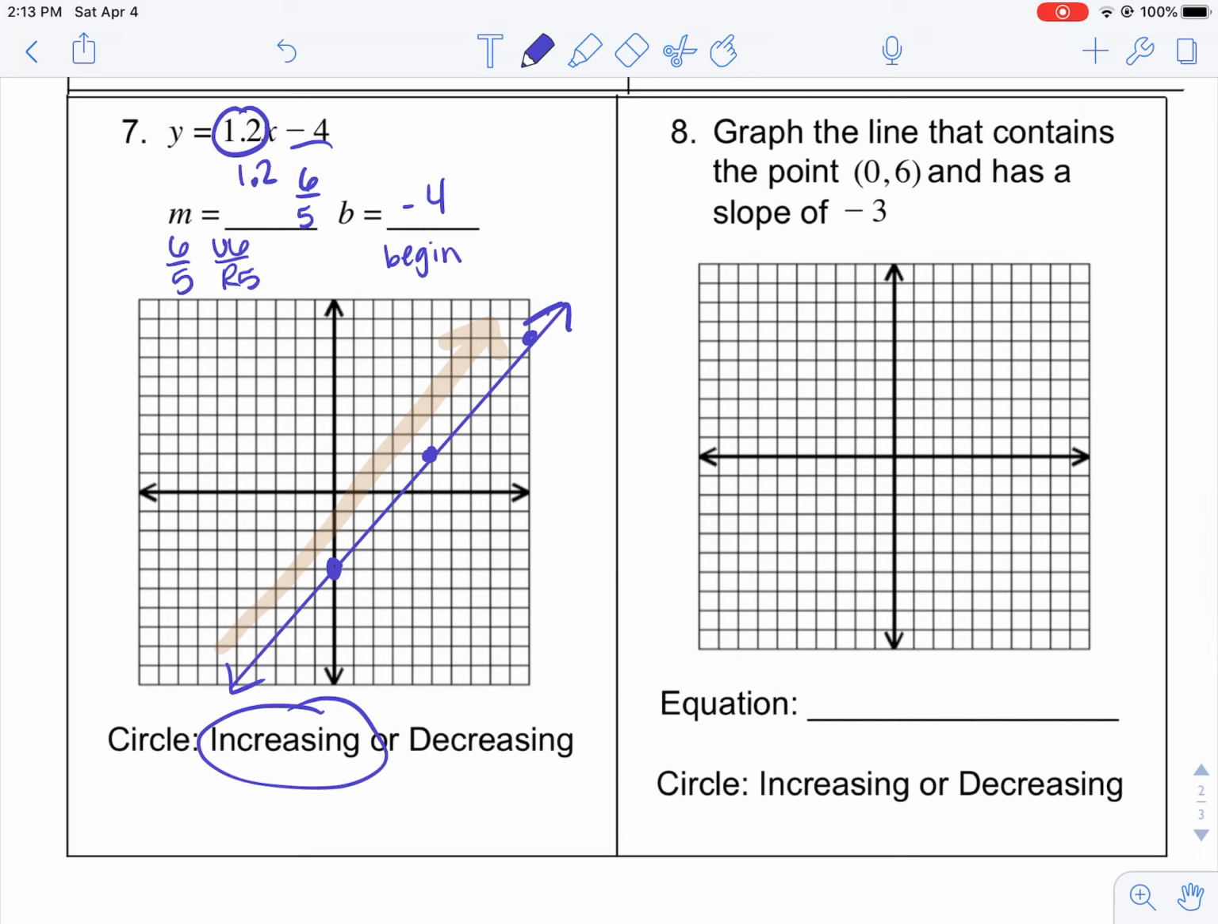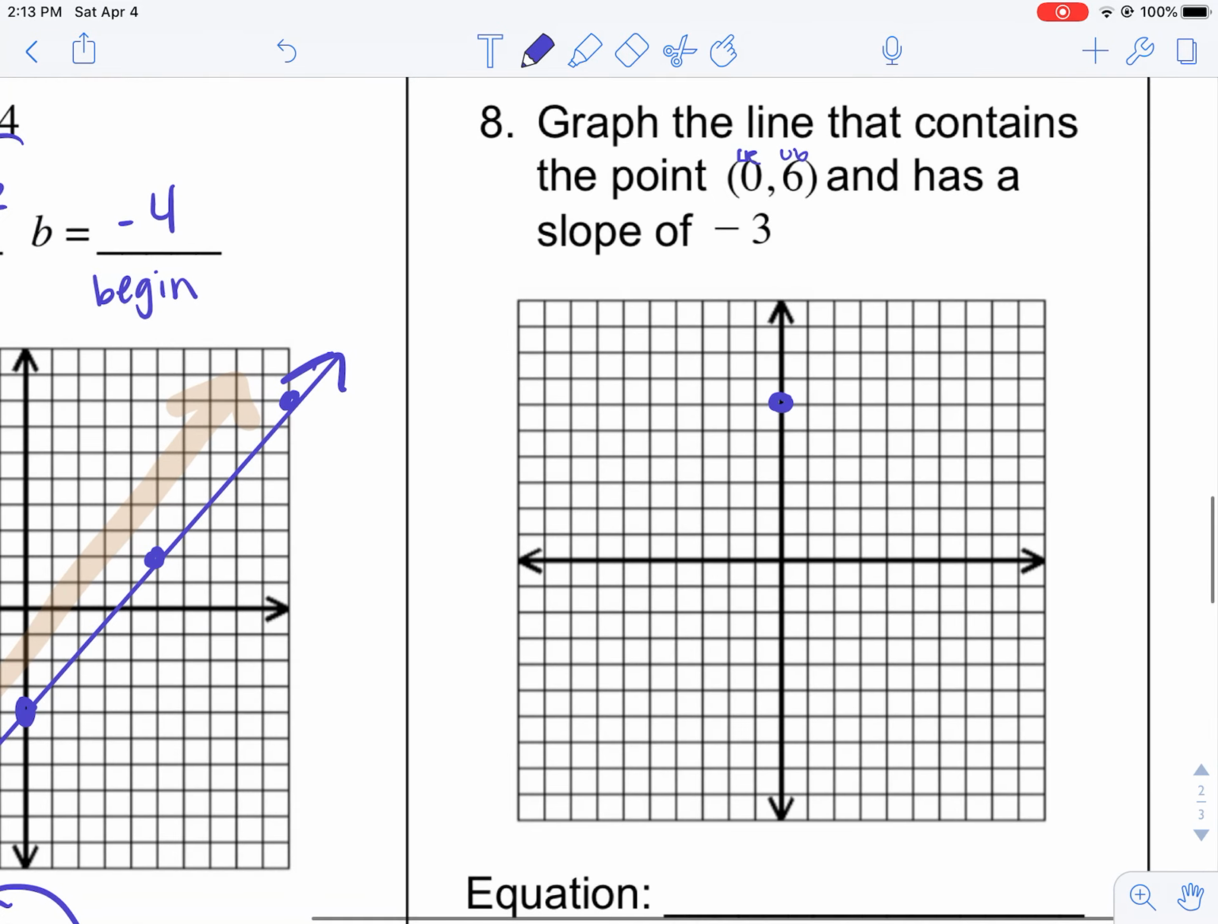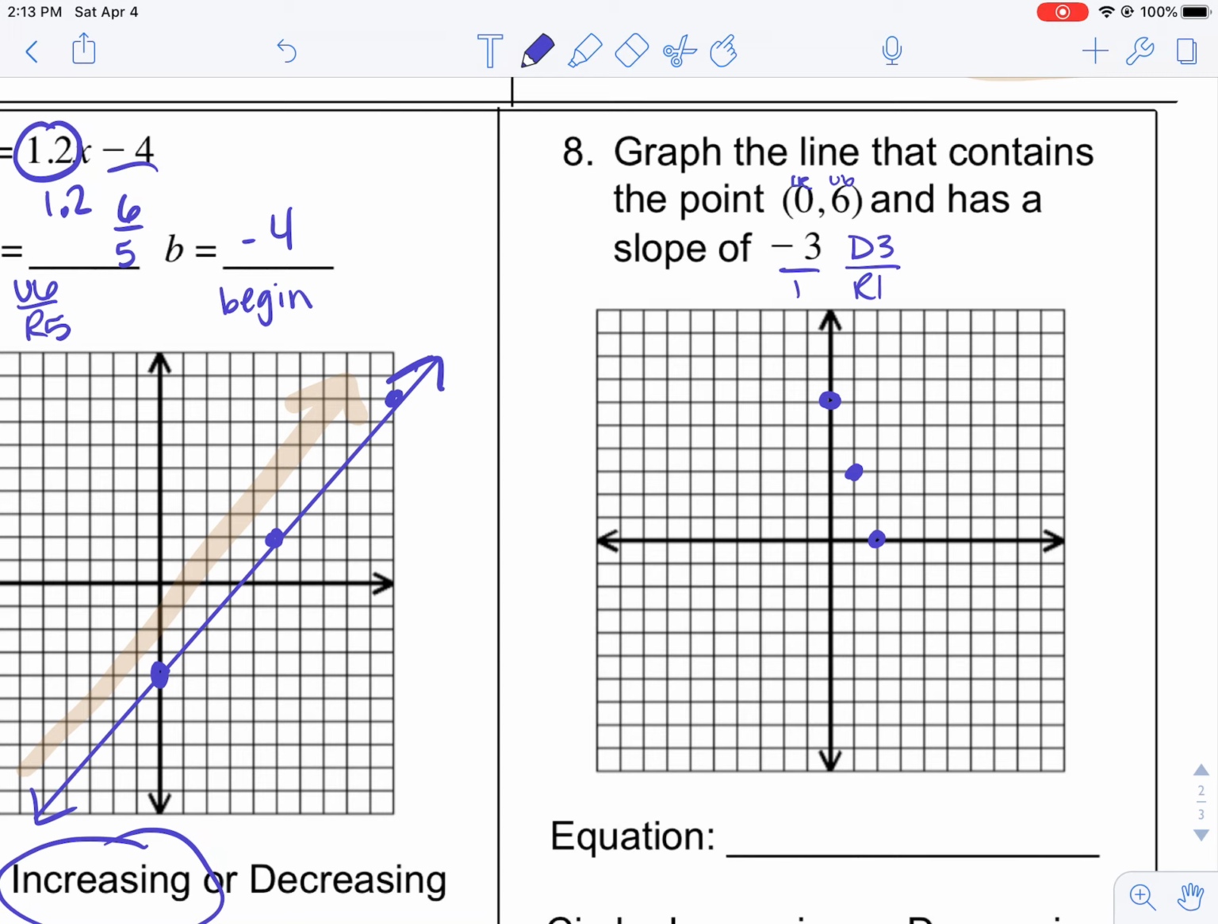And then number 8, graph the line that contains the point 0, 6. So that's the point 0, 6. We don't go anywhere left or right, and we go up 6. It has a slope of -3. So -3 is over 1. It's negative, so I'm going to go down 3 and then to the right 1. So down 3, right 1, down 3, right 1. And then connect my dots.